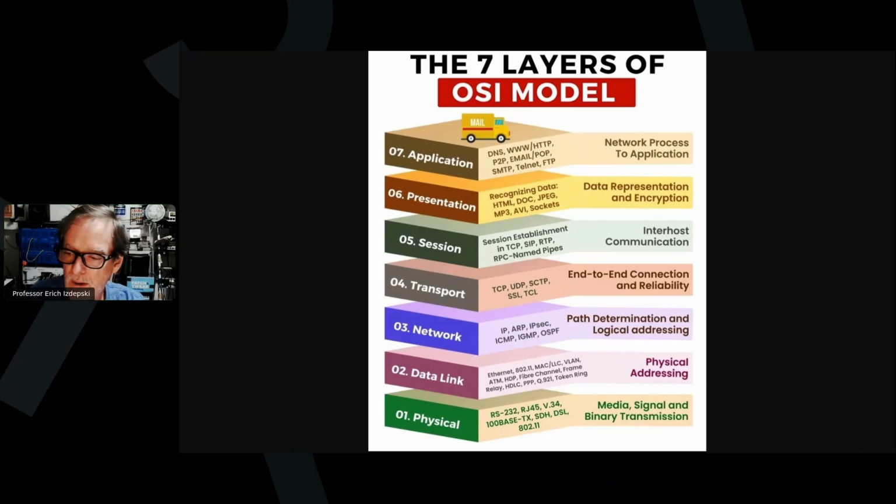Quick review of the layers themselves. Bottom of the stack is the physical layer. What's that mean? Wires, cables, Ethernet cables. That's what RJ45 is. DSL is a type of telephone cable. RS-232, now that's interesting. That is an old style serial protocol cable.